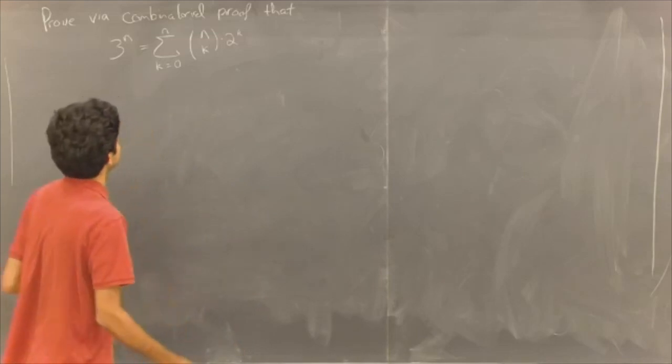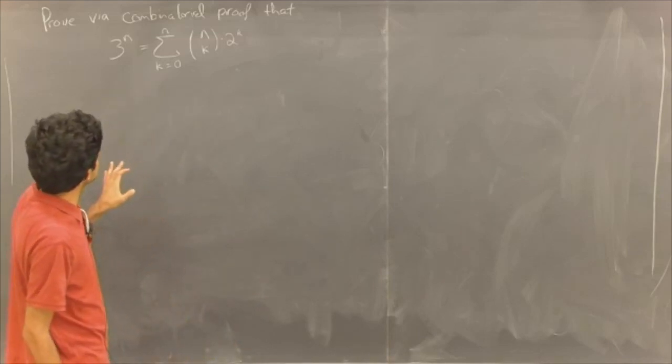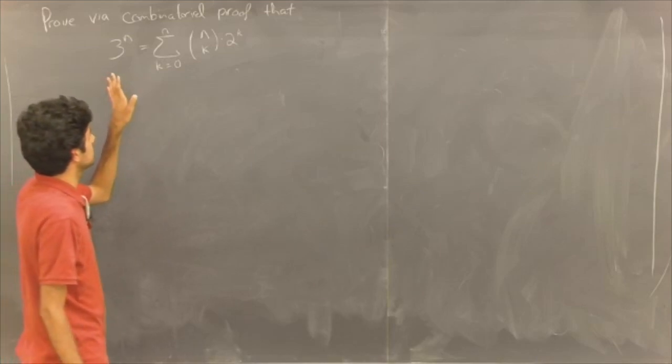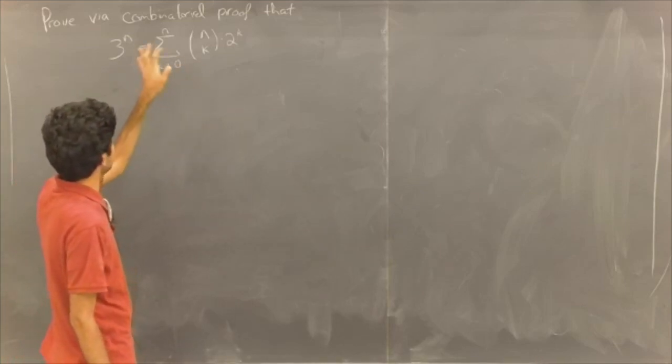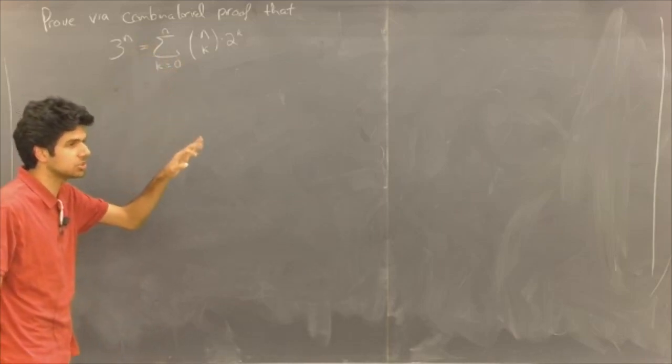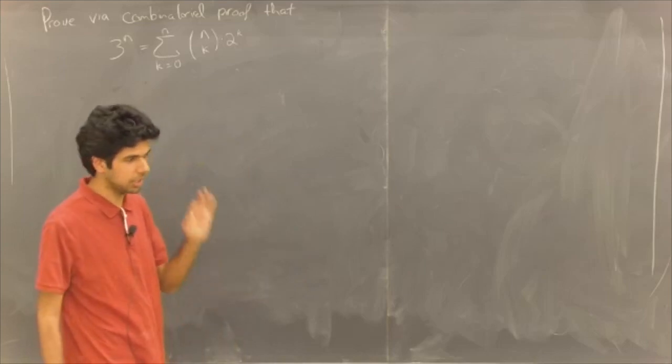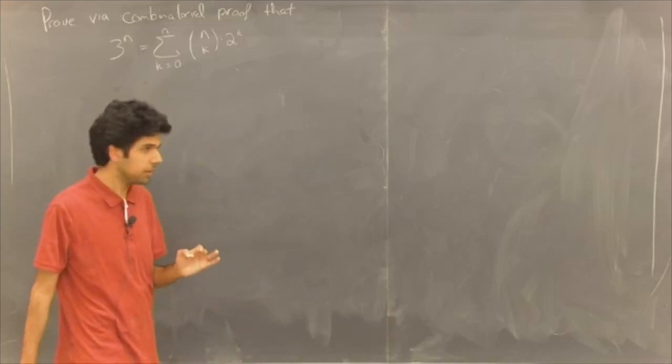That's a different discussion. And we're asked to prove via combinatorial proof that 3 to the n equals this summation from k equals 0 to n of n choose k times 2 to the k. Before we jump into it, let's briefly talk about what combinatorial proofs are.